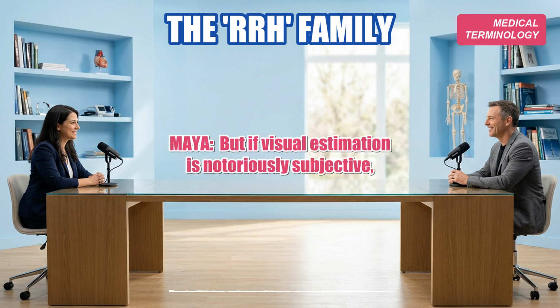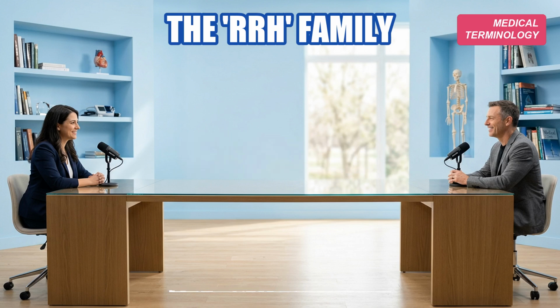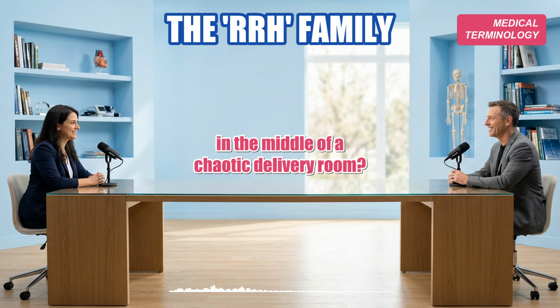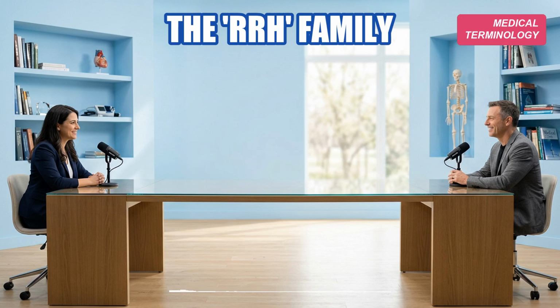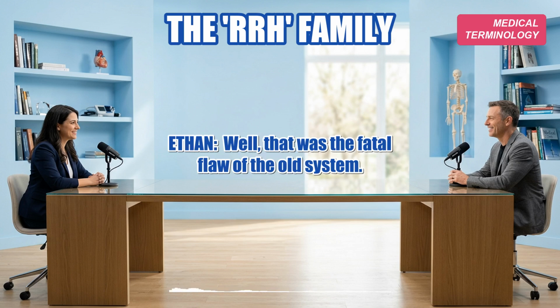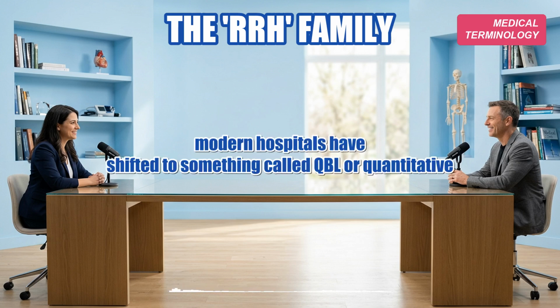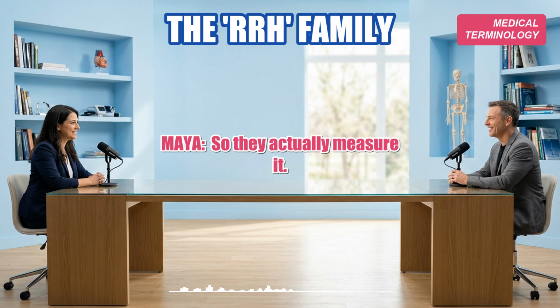But if visual estimation is notoriously subjective, how do you accurately measure the volume of blood lost in the middle of a chaotic delivery room? That seems impossible. Well, that was the fatal flaw of the old system. Visual estimation leads to chronic, dangerous underestimation. Today, modern hospitals have shifted to something called QBL, or quantitative blood loss. So they actually measure it.